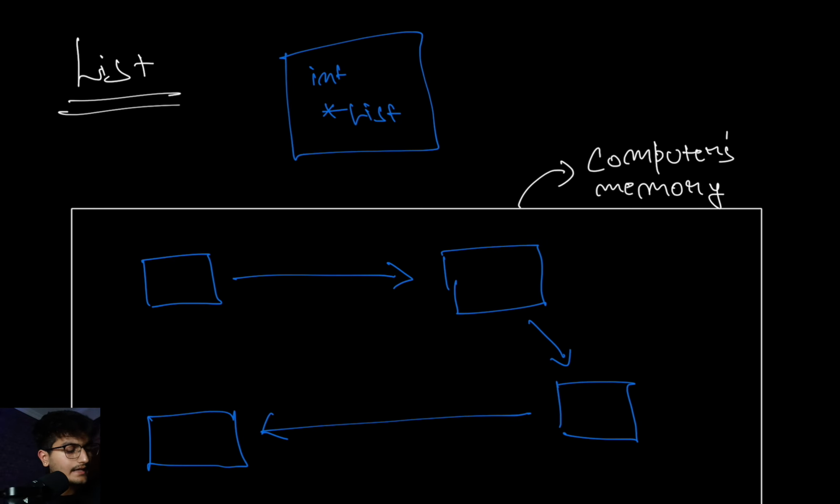So the thing that I have talked about is known as a linked list. So what is a list in STL? It is a doubly linked list. That is, here it will have a pointer to the, wait.